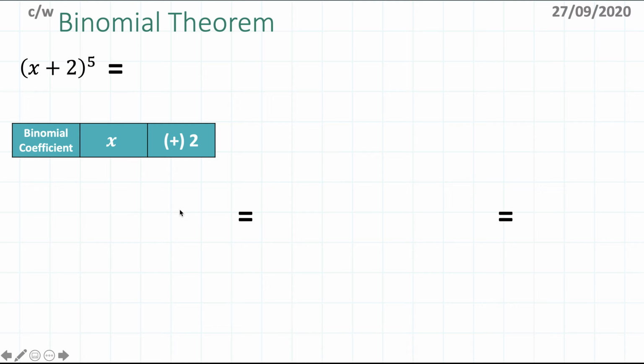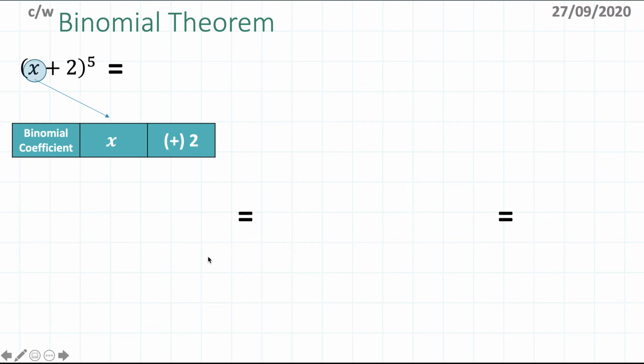So let's look at this expansion. x plus 2 to the power of 5. If you want to expand it completely on your own, it's going to take a really long time, and you might even make mistakes. So the binomial theorem comes in three parts. The binomial coefficient here, which we're going to use combinatorics for. This is your first term, and this is your second term.